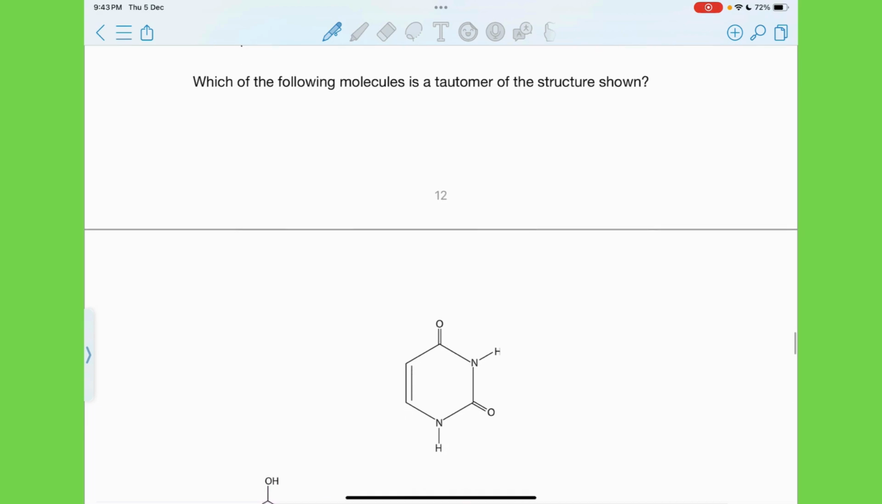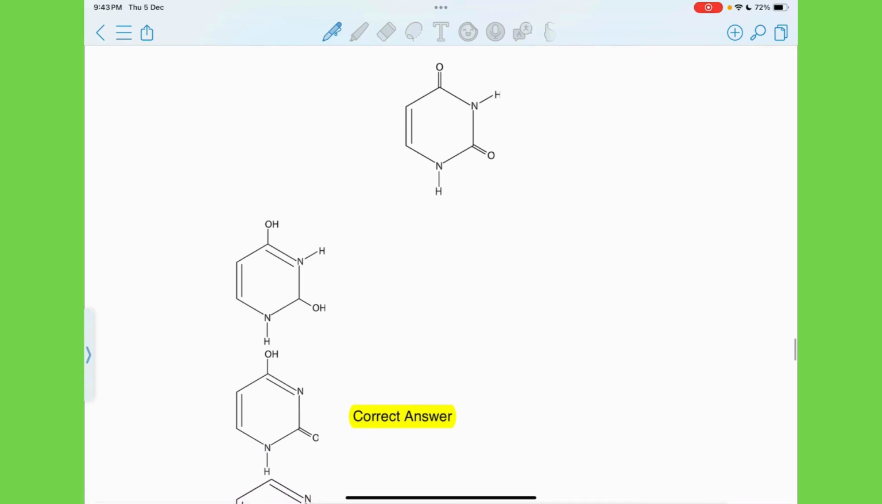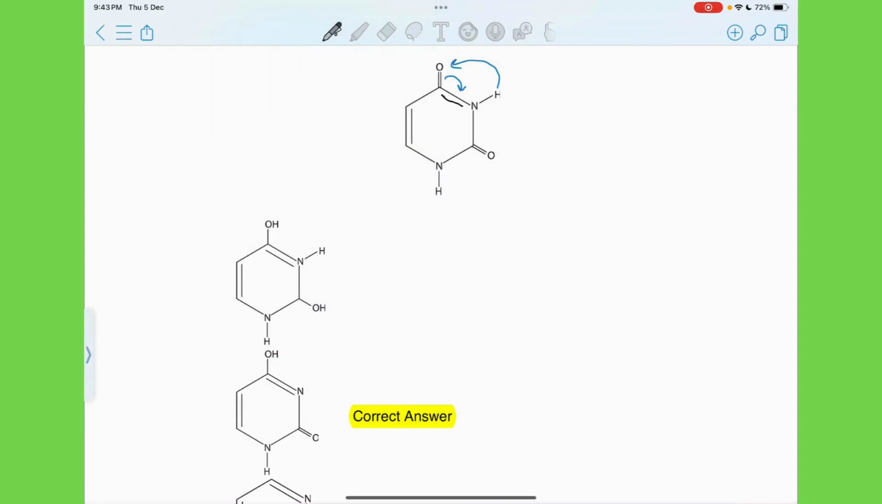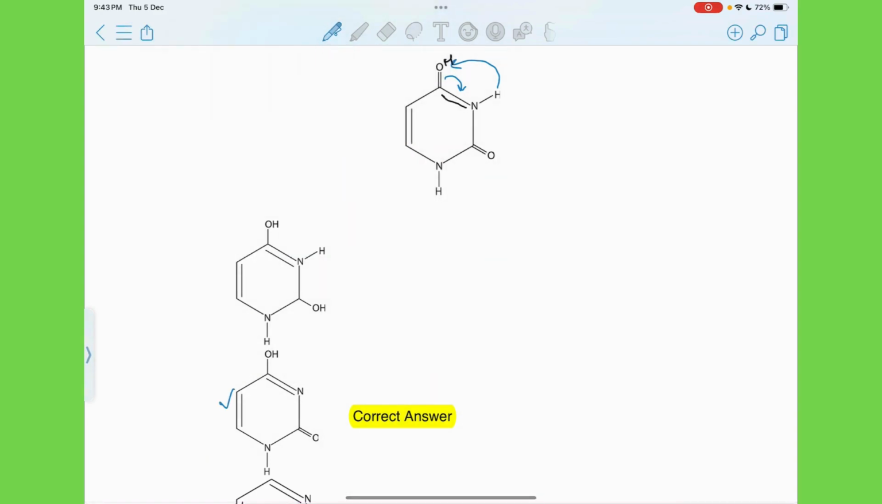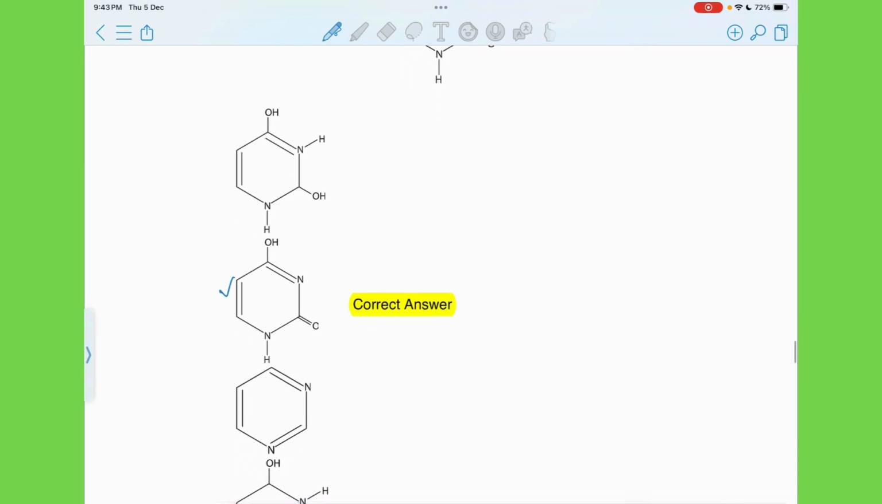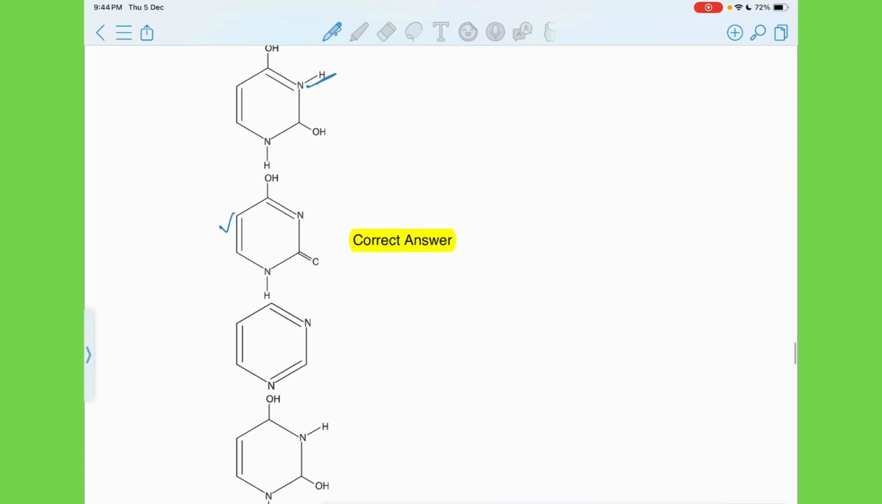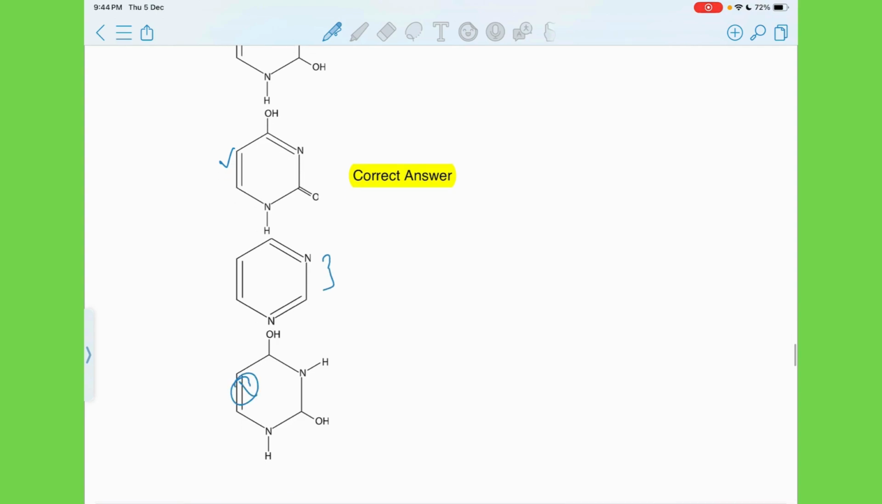Which of the following molecules is a tautomer of the structure shown? Okay, this is the structure. The correct answer is option number B, because if the hydrogen moves here and the double bond shifts here, the structure will become like this. So the correct option is option number B. Please check the molecules very carefully. Here an extra H is added, which is not possible. Again, there is no OH group, and here the double bond shift is incorrect.